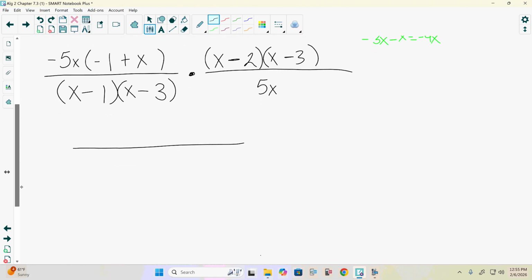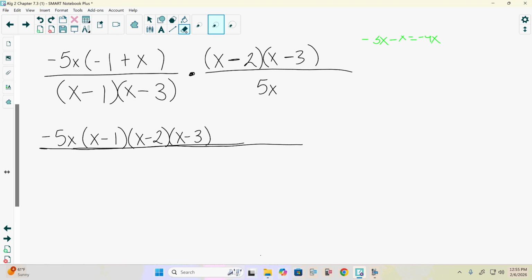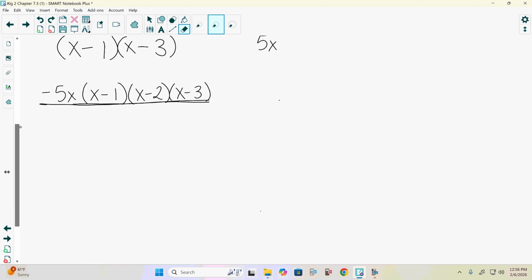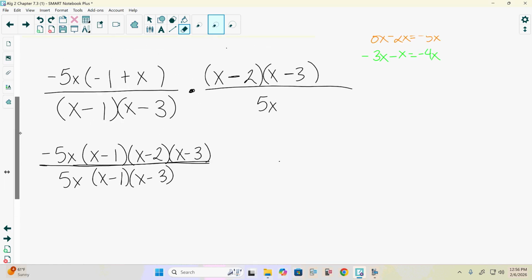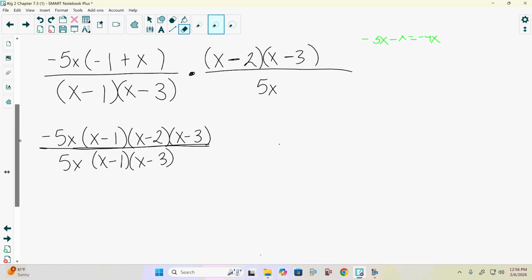Now at this point here, we can multiply these together, so we would have negative 5x. Now our negative x plus 1, we can rewrite as x minus 1. Then we're going to multiply it by our x minus 2 and x minus 3. On bottom, we're going to move that 5x to the front. And it's being multiplied by our x minus 1 and x minus 3. We kind of just moved it all together.